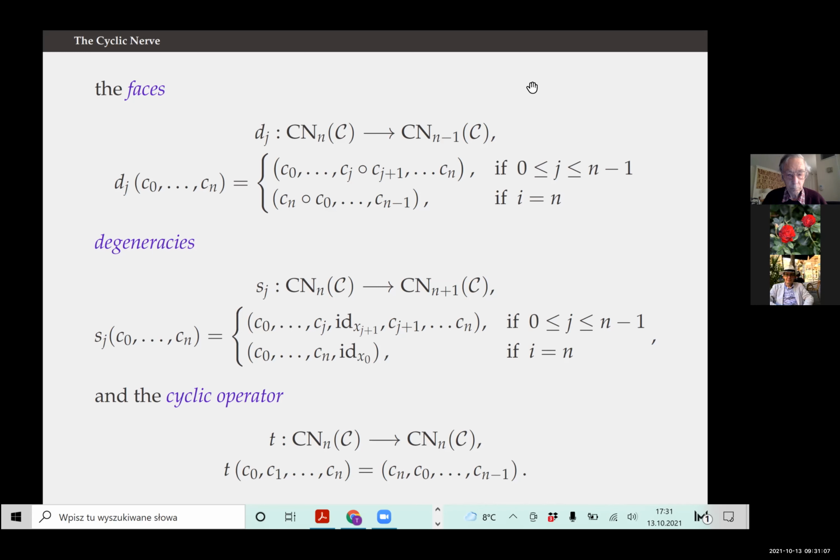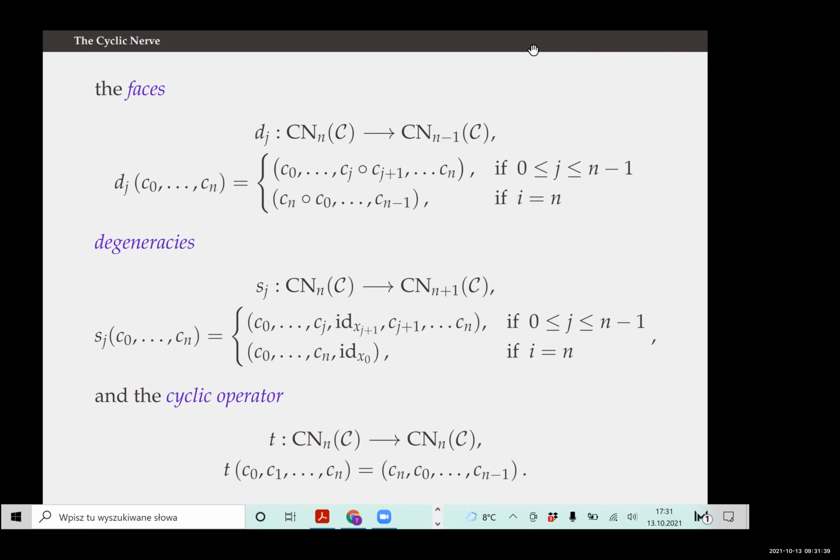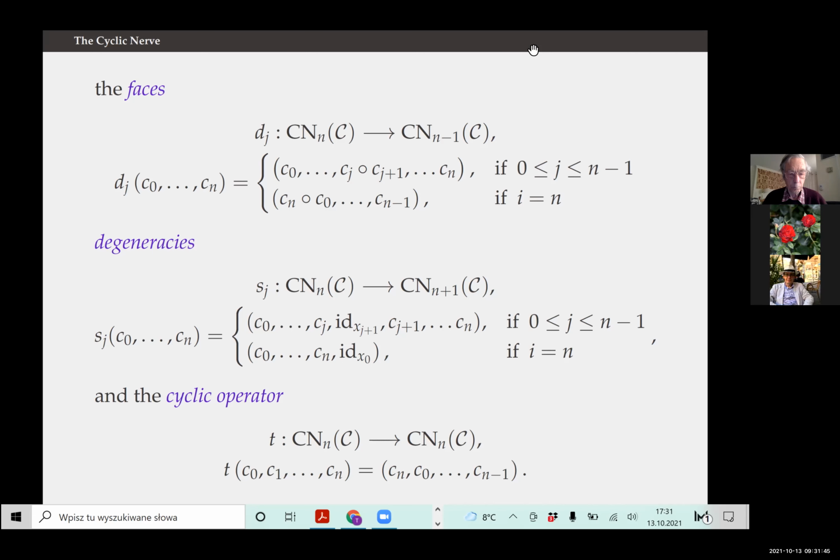Well, the cyclic nerve, can you hear me? Yes, we can hear you. Well, it looks to me like the cyclic nerve is what's usually called the nerve, except with a slight modification. No, it's a slight change. It's well known that the nerve of the category has a cyclic structure, but it is something different. Okay, yes, this is slightly different. I understand. What's usually called the nerve of the category, this is a little bit different.